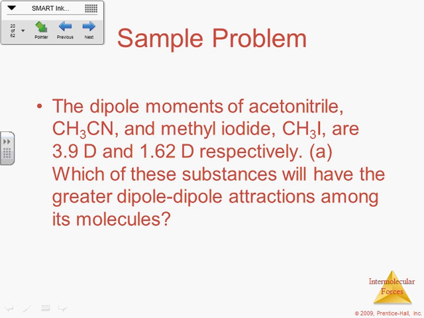So, sample problem here: dipole moments of acetonitrile and methyl iodide. They give you the two dipole moments there. They want to know which one of these will have the greatest dipole-dipole attractions. So you've got CH3CN and CH3I. Obviously, the one that has greater dipole-dipole attractions is the one with the biggest dipole moment. 3.9 debye, that's going to be the CH3CN. So CH3CN is the answer on that one because it has the highest dipole moment. You probably know where this is going from here.